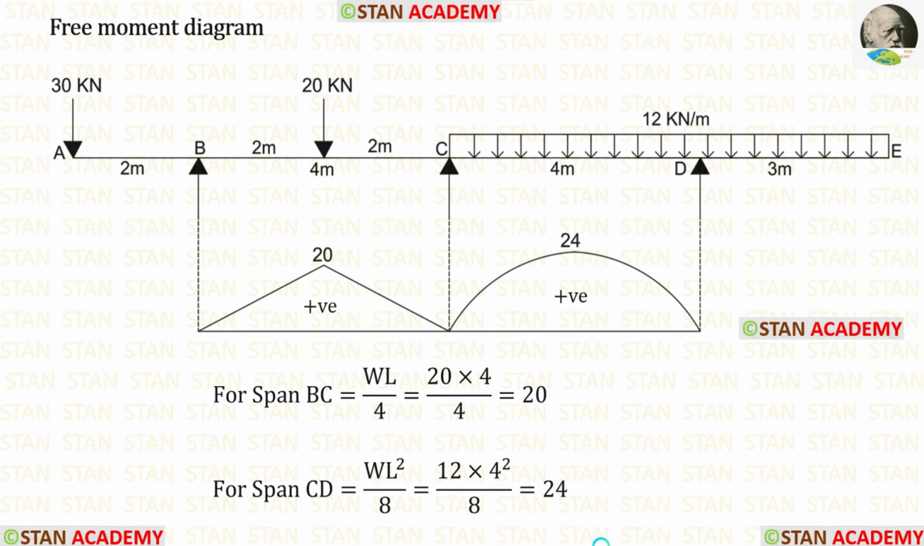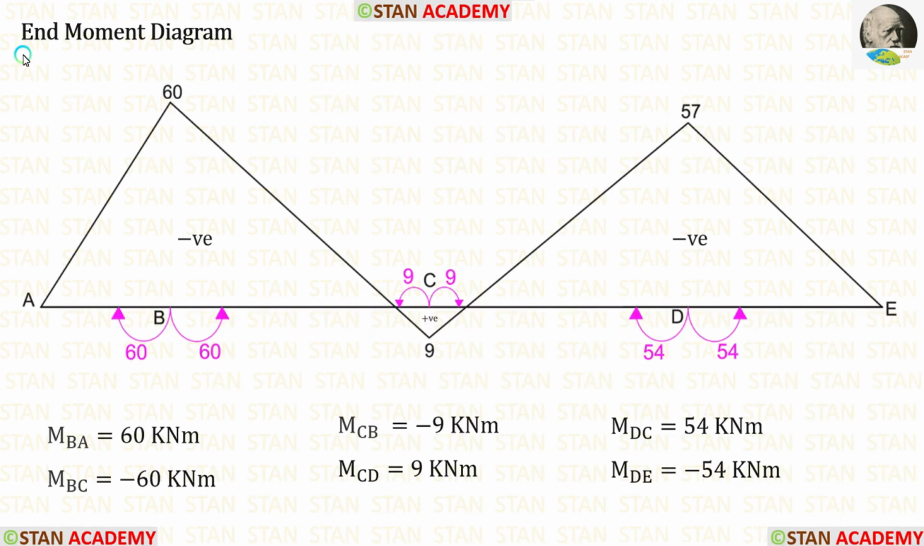Now, let us make the free moment diagram. Now, let us make the end moment diagram. Using the direction of the moments, we have to make the end moment diagram. If the end moment diagram comes above this line, that will be negative. If it comes below the line, that will be positive. So here it is negative and here it is positive.